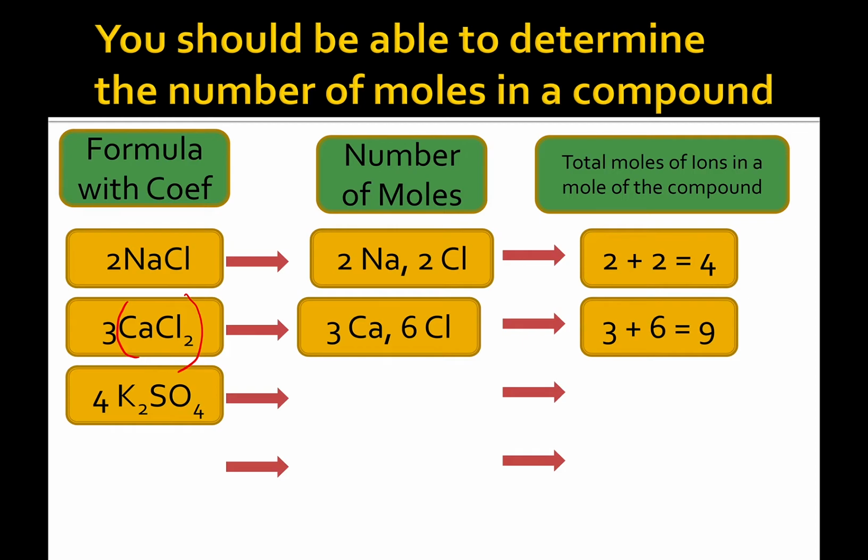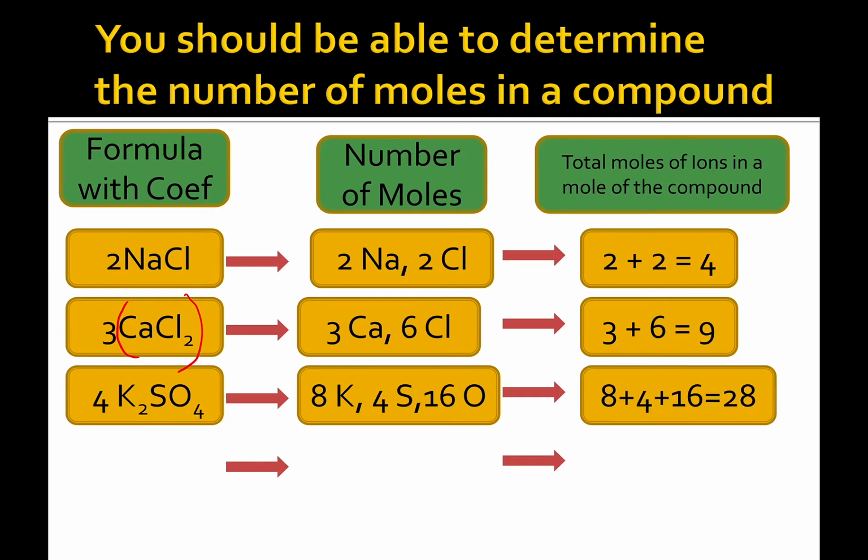For 4 moles of potassium sulfate, distributing that 4 through, we'd get a total of 8 potassium, 4 sulfur, and 16 oxygen for a total of 28 moles of ions in the compound.